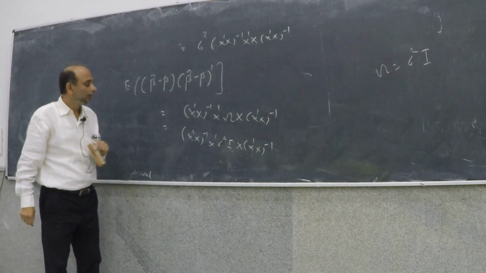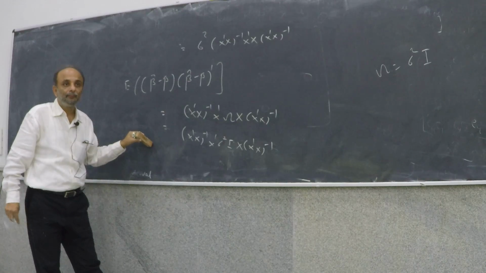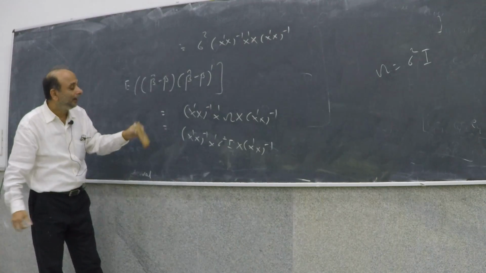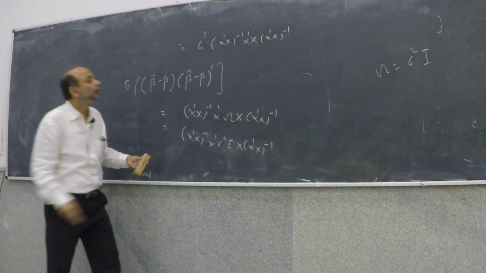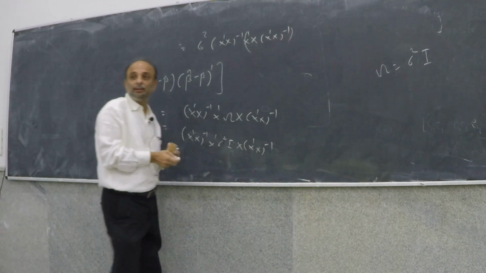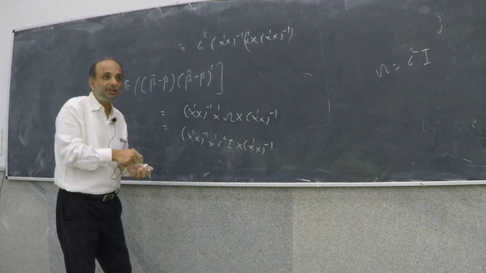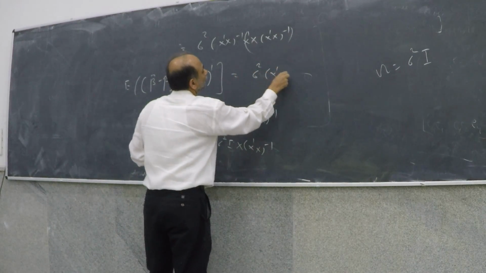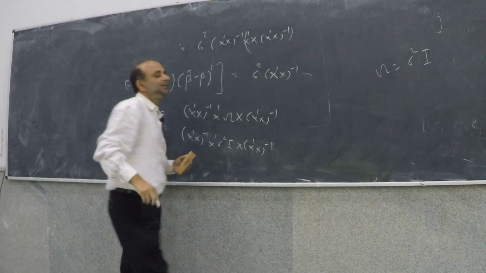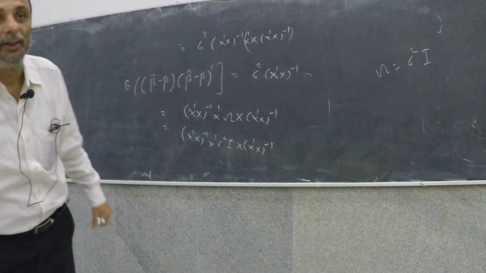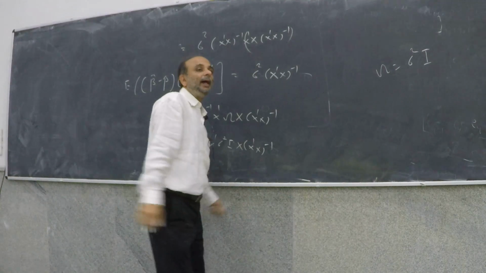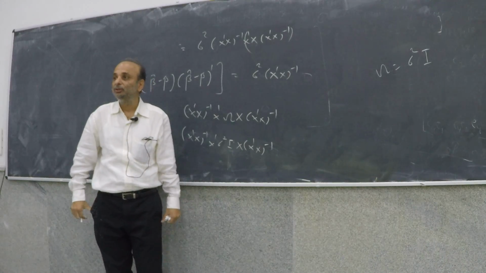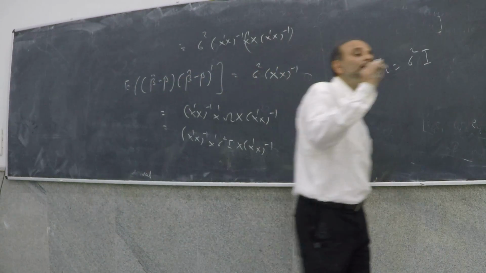Sure? Sigma square will come out. Sigma square I can be taken out. I just write it as sigma square now. Okay? And you get x dash x will remain there. So this will become the identity matrix again. X dash x into x dash x inverse will be the identity matrix. So this will become sigma square into x dash x inverse, right? Variance of beta hat becomes sigma square into x dash x inverse.